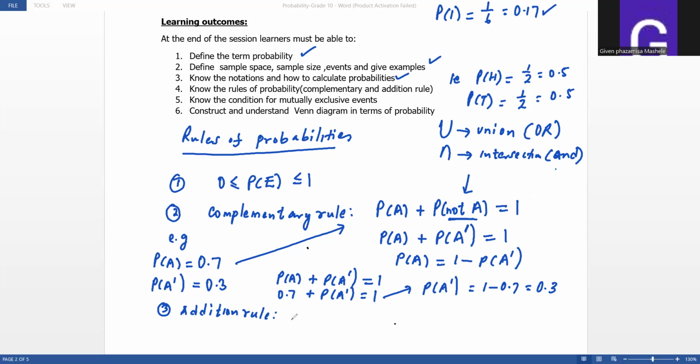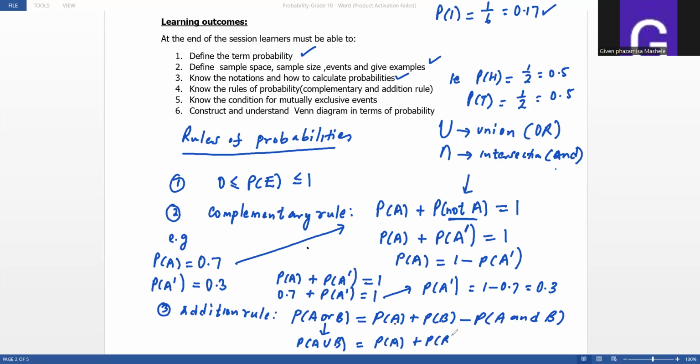In terms of the addition rule, it states that the probability of A or B is the same as taking the probability of A plus the probability of B minus the probability of A and B. We can even write this using union: the probability of A union B equals the probability of A plus the probability of B minus the probability of A intersection B. This is also important for both grade 10 and grade 12. You need to be able to know the addition rule.